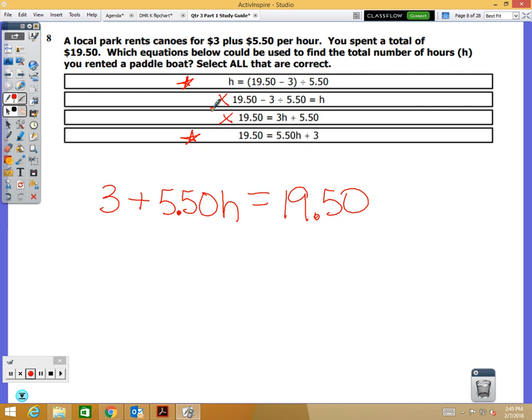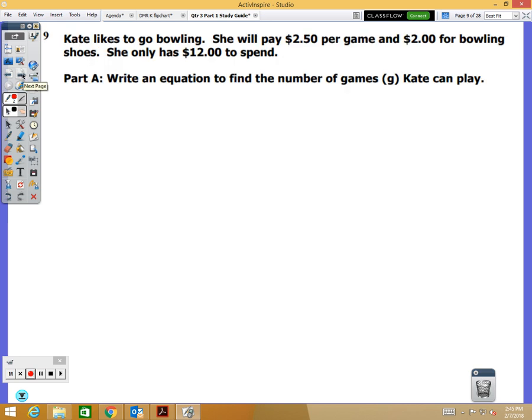All right, moving on to number 9. First of all, let me say this. If it gives you a variable, and I wrote this on your papers, you have to use that variable. And this problem gives you G. So whether you like the letter G or not, that's what we're all using. So please make sure whatever variable they give you is the one that you use.